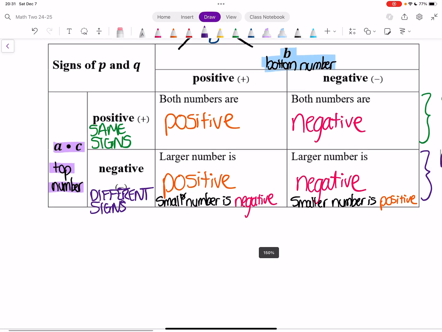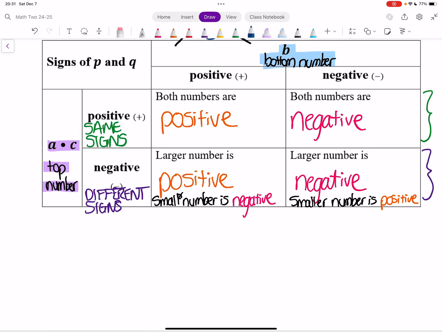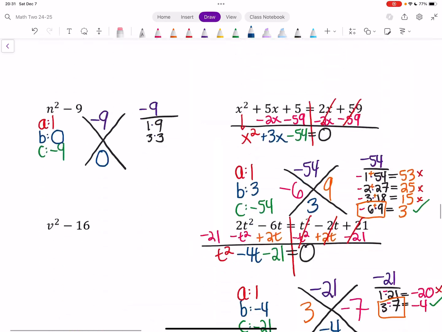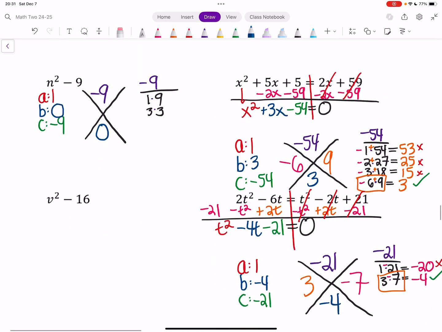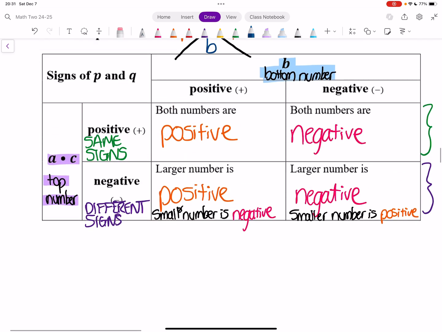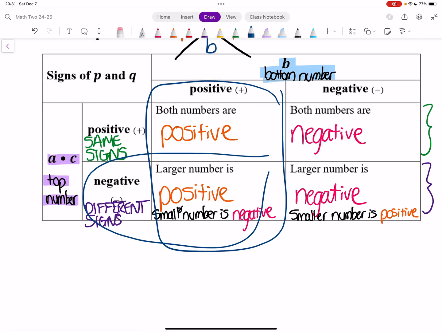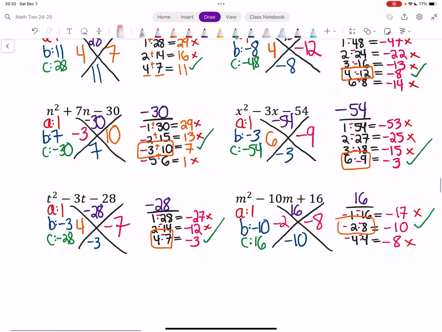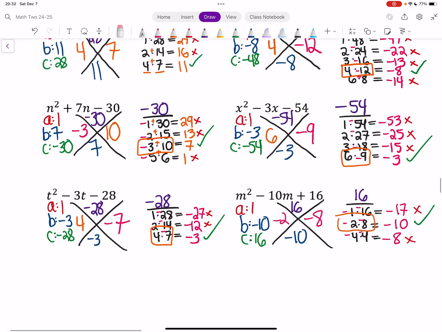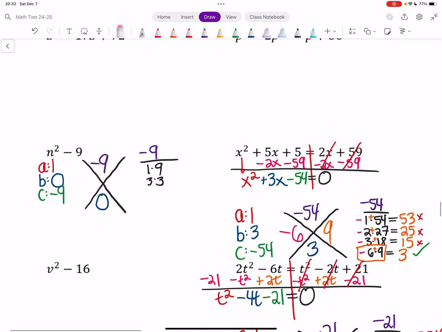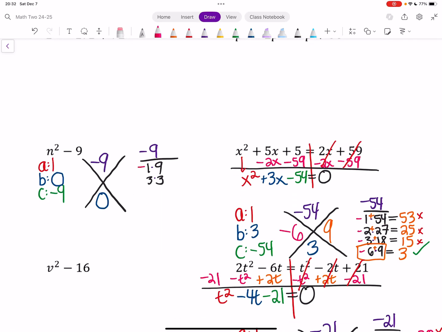Now when it says the AC is negative and B is positive, let me check and make sure that makes sense. Yes, when AC is negative and B is positive, we're looking at this part, which tells me the larger number is positive and the smaller number is negative. That means just make the larger number positive, smaller negative, as such.